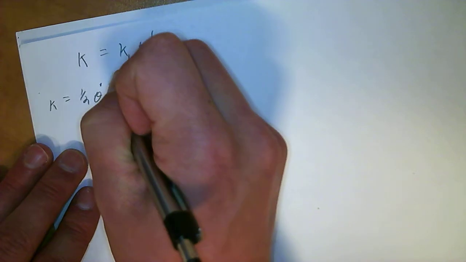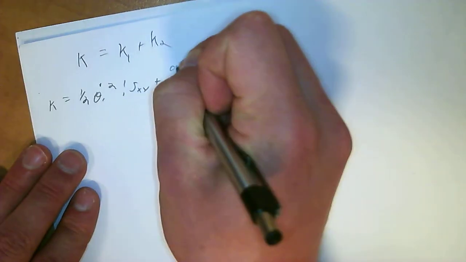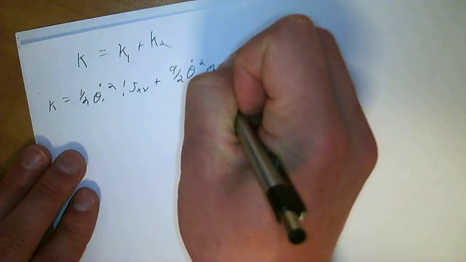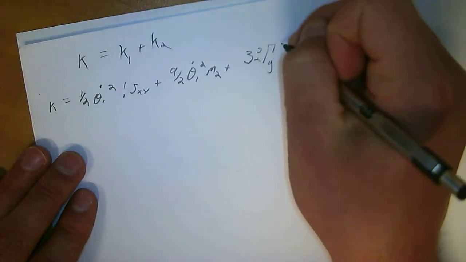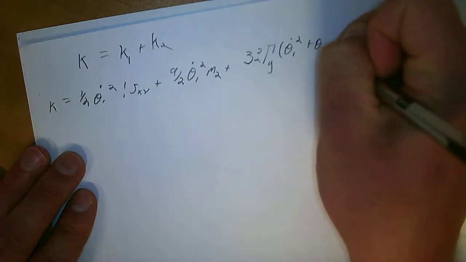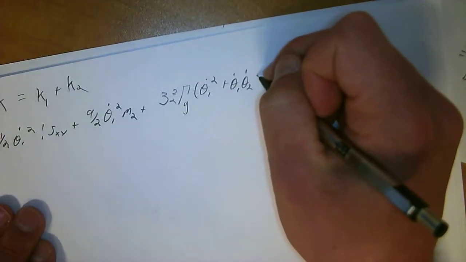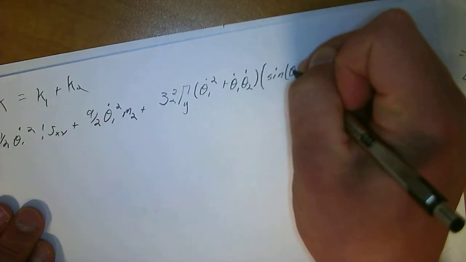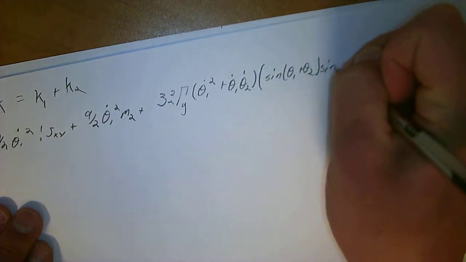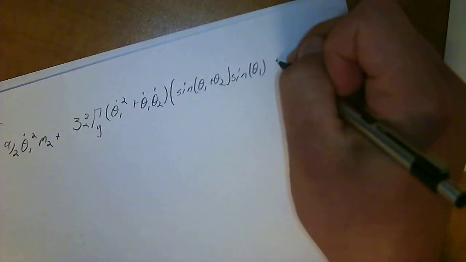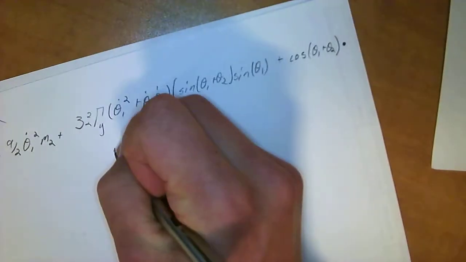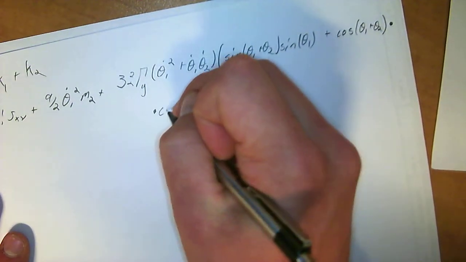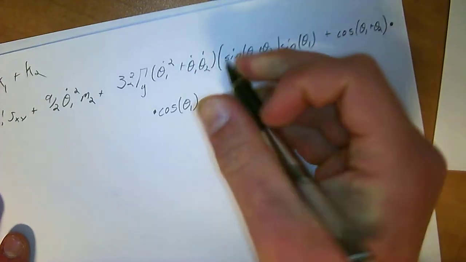All right, K is equal to 1/2 of theta dot 1 squared 1 jxx plus 9/2 theta 1 dot squared m2 plus 3/2 gamma y of theta 1 dot squared plus theta 1 dot theta 2 dot times sine of theta 1 plus theta 2 sine of theta 1 plus cosine of theta 1 plus theta 2 times cosine of theta 1, and then close this big main one.